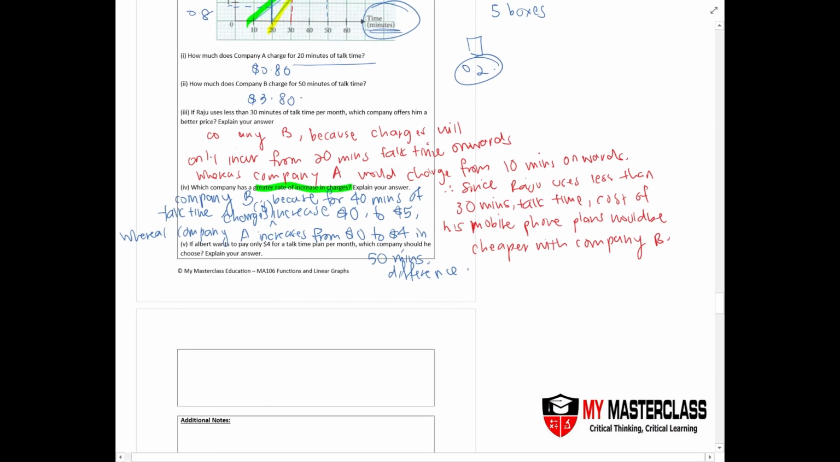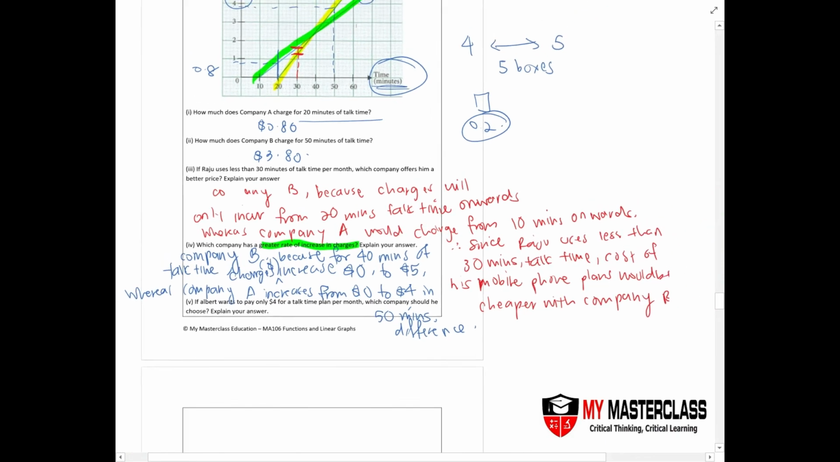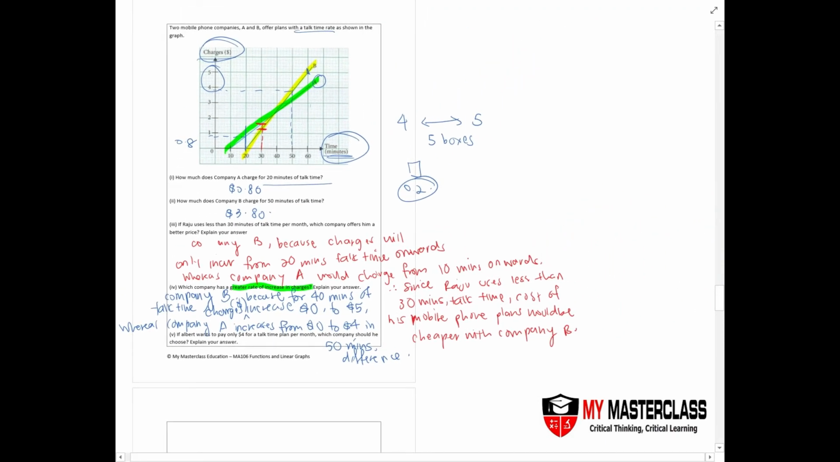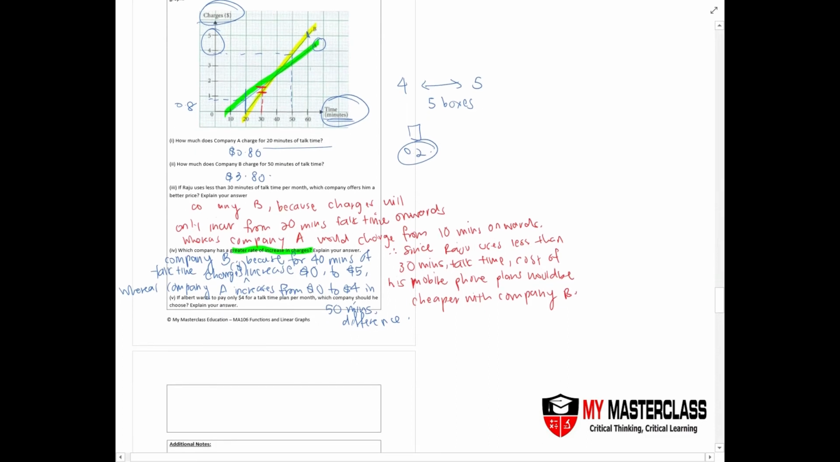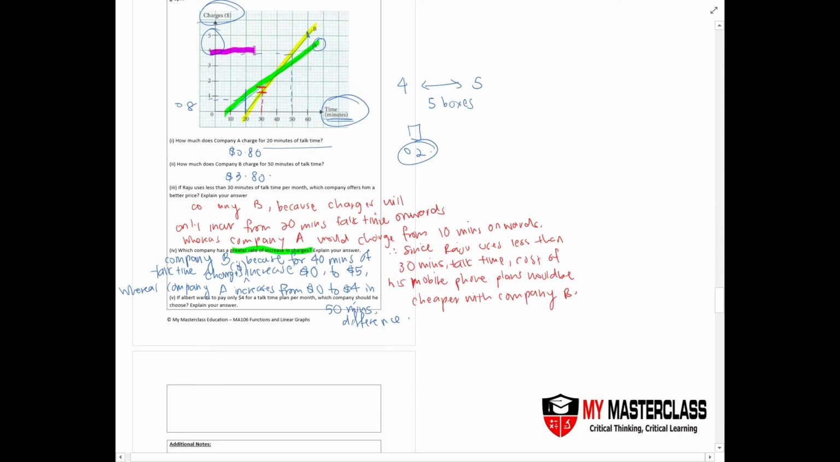Now let's take a look at part 5. If Albert wants to pay only $4 for a talk time plan per month, which company should he choose? We are trying to see which is more worth it. If I'm only looking at $4, this is from the y-axis. Which one will give you more talk time? Obviously you're looking at A. A will give you more talk time because B will only give you 52 minutes, whereas A is able to give you up to 60 minutes. So again, write this in your answer. You should choose company A.